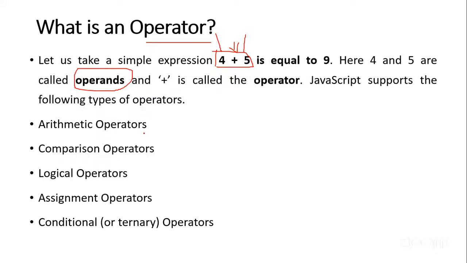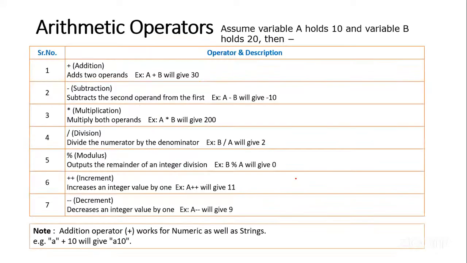And next topic is categories of the operators: arithmetic operators, comparison operators, logical operators, assignment operators, conditional operator, which is also called ternary operator. These are the different types of the operators. Very simple. See, first one, arithmetic operators.